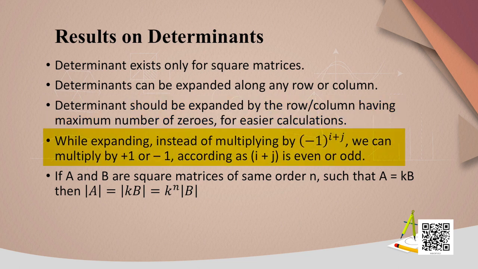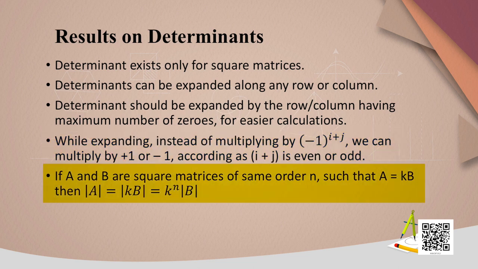While expanding, instead of multiplying by minus 1 raised to power i plus j, you can multiply by plus 1 or minus 1. Just keep them alternate. It depends on whether i plus j is even or odd. If A and B are square matrices of the same order, that means A is equal to KB, if we can express that, then determinant of A is equal to determinant of KB. That means K raised to power n. You can take K common from each row or column and then write determinant B.